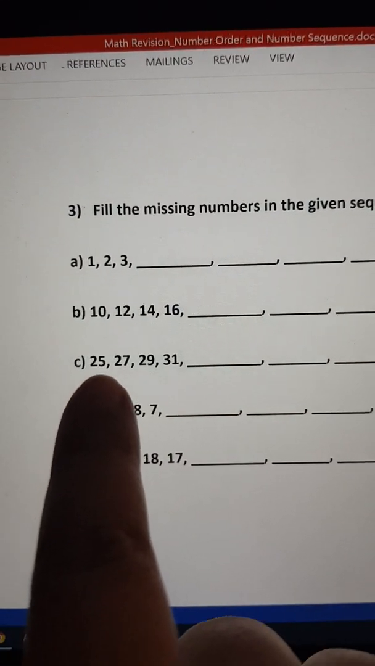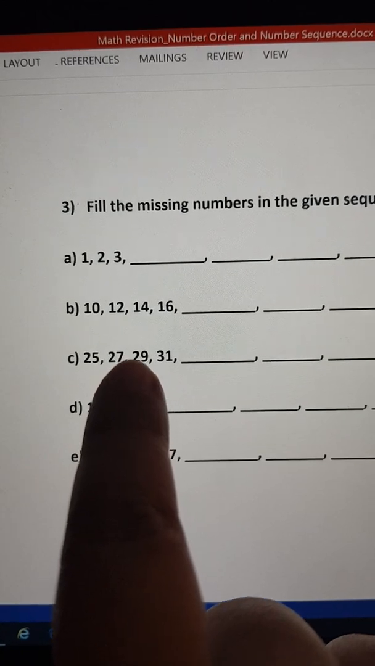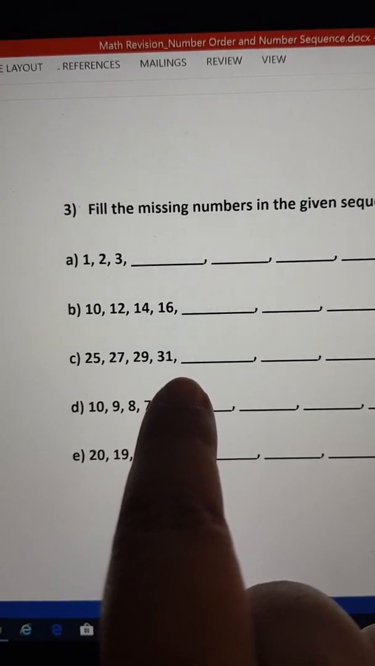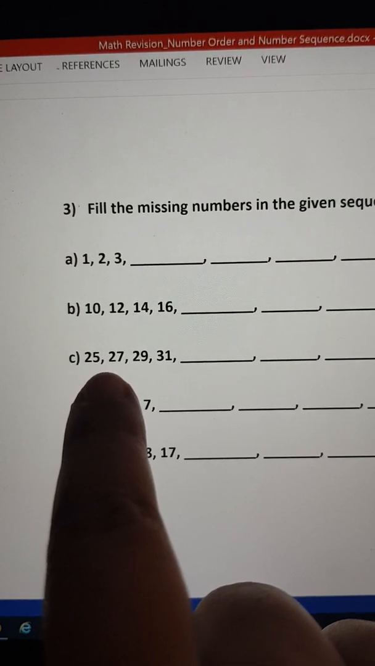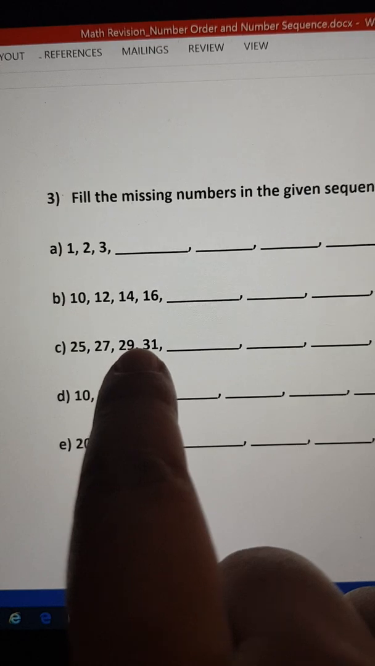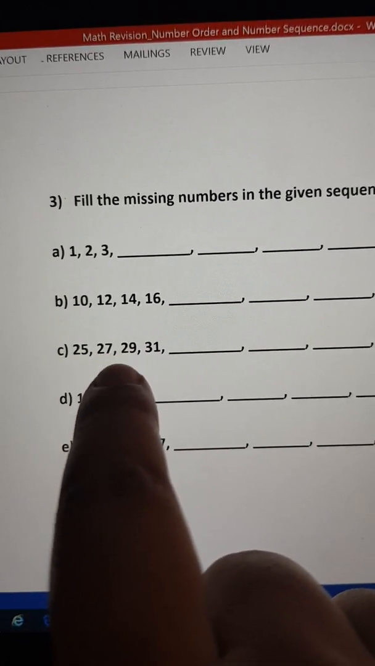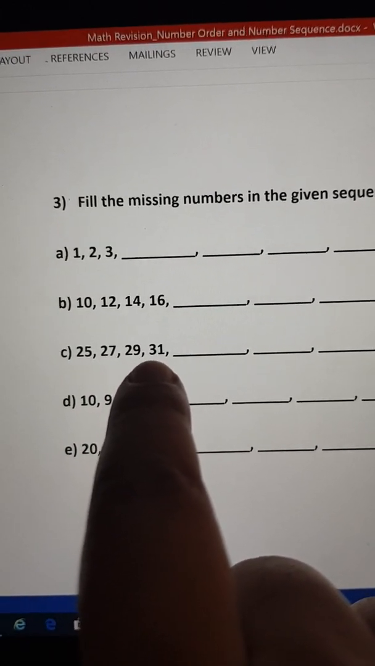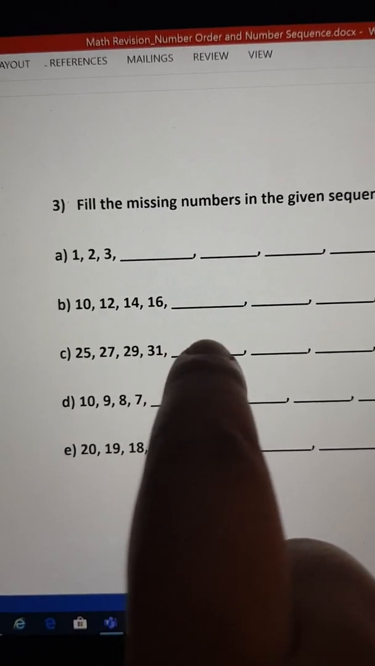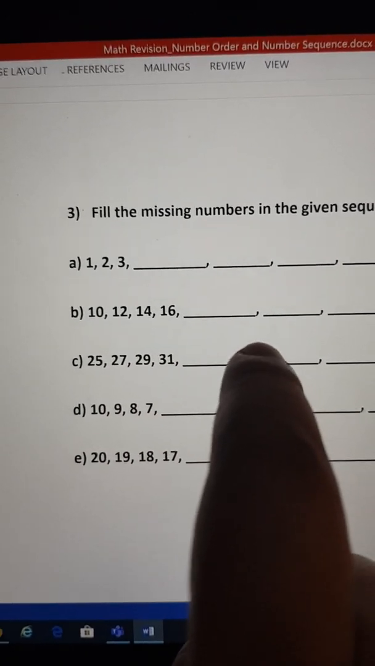Now number C, 25, 27, 29, 31. What's happening here? See, 25 plus 2, we get 27. 27 plus 2, we get 29. So it's increasing by 2. Okay. So 31 plus 2, what will be the next number? 31 plus 2. Okay, like this.